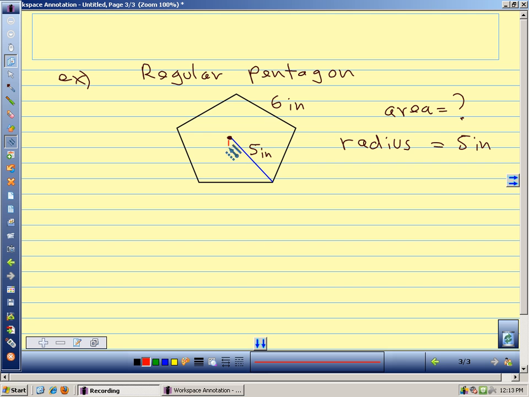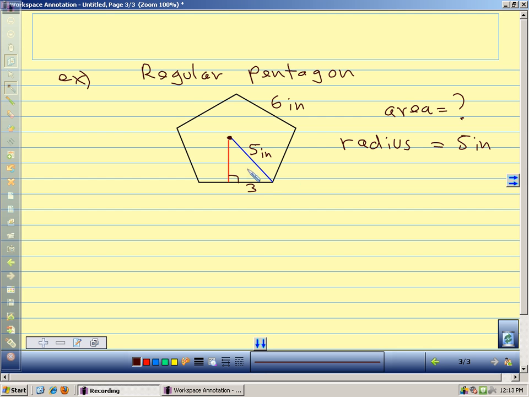Let me draw in the apothem. There's my apothem. What does this red segment do to the side, this side of the pentagon? Cuts it in half. So this little bit is 3. I have a right triangle here, and for a pentagon, it's not a 30, 60, 90. We'll talk about the shape when it is.